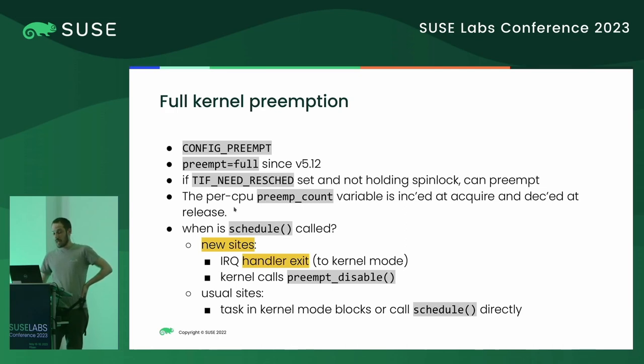So again, where schedule is called, in two additional categories of sites. One is the exit of an interrupt handler that returns to kernel mode, not to user mode. That was already taken care of by preemption none. And in this second case, where the kernel calls preempt disable.